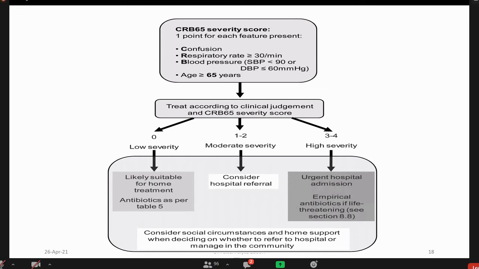So low severity is likely home treatment. For moderate severity, you can consider hospital referral if there are social circumstances present and home support is not available. You might admit them. And high severity needs urgent hospital admission and starting antibiotics empirically.